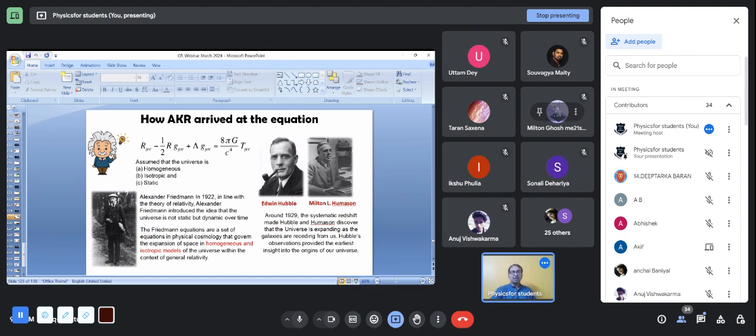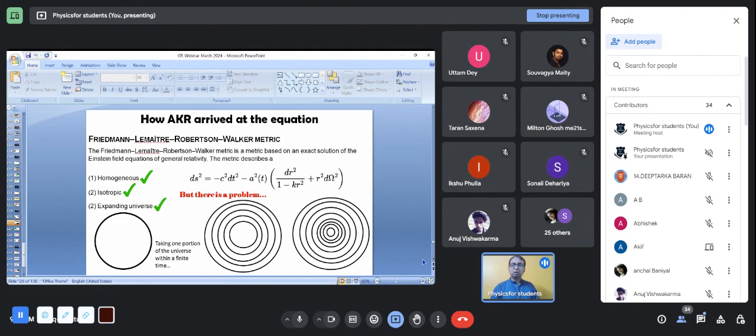Einstein's field equation. So Edwin Hubble and Milton L. Humason, when they observed, found that the universe is expanding. And here you see that Alexander Friedmann and the Friedmann-Lemaitre model assume that one, it is homogeneous, second, it is isotropic, and third, it is static. But we will consider homogeneity and isotropy for the time being. So the Friedmann-Lemaitre model, which is this one, tells that it is an exact solution. There is homogeneity, there is isotropy, and there is an expanding universe.